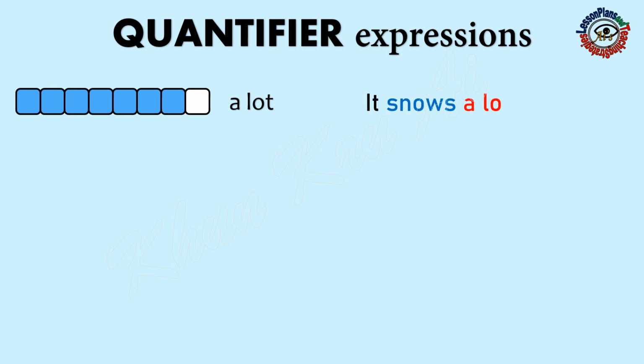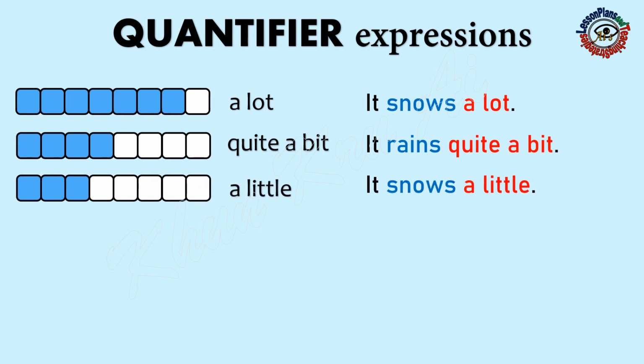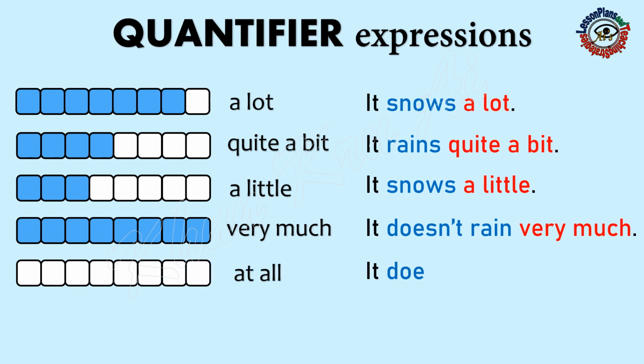Here are the quantifier expressions that you can add in describing the weather condition. A lot. For example, it snows a lot. Quite a bit. Example, it rains quite a bit. A little. It snows a little. Very much. It doesn't rain very much. At all. It doesn't rain at all.